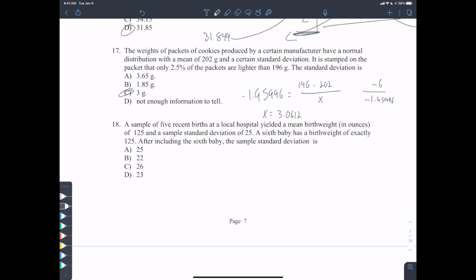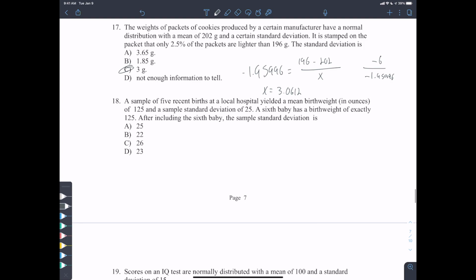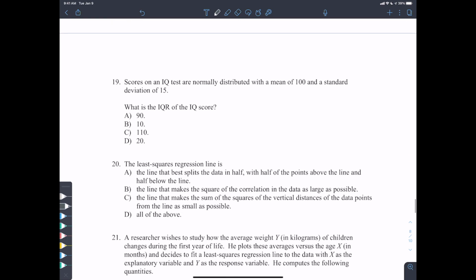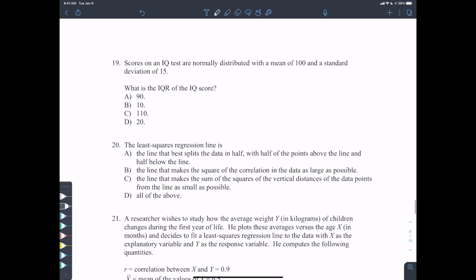Okay, so honestly, I don't know how to do 18, so if anyone wants to help us out with that, that'd be great. 19, you want to find the IQR based off of the fact that the score is normally distributed with a mean of 100 and a standard deviation of 15.